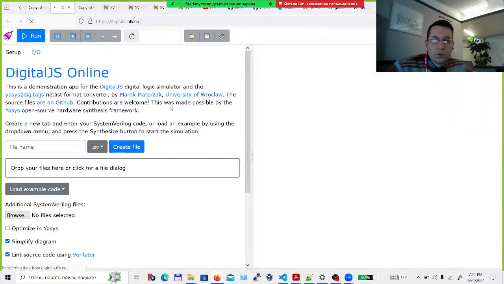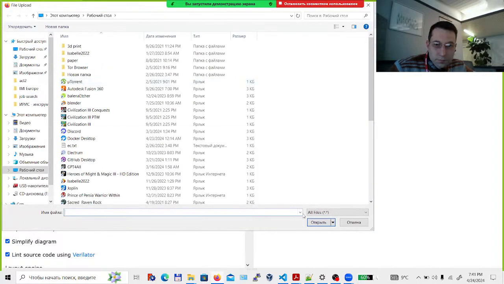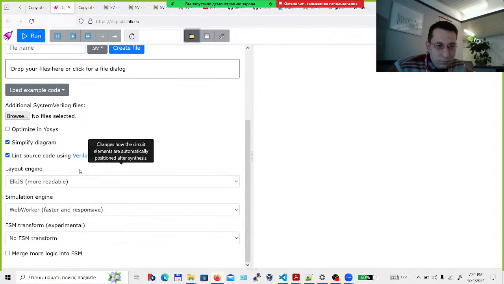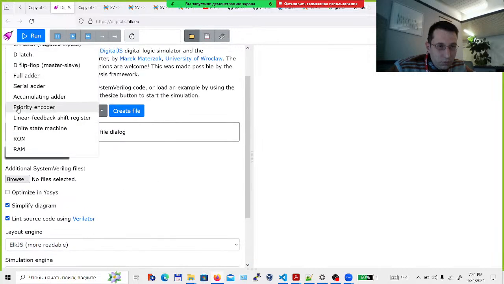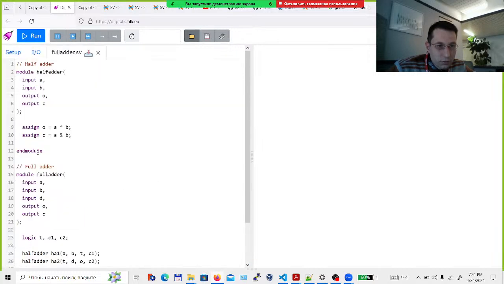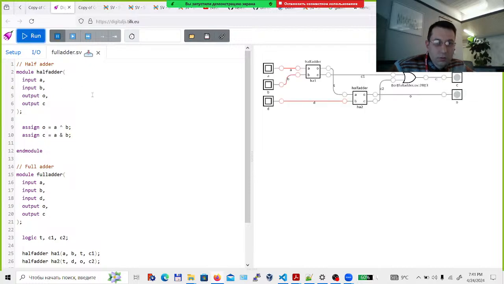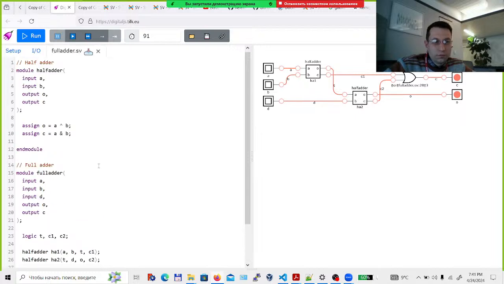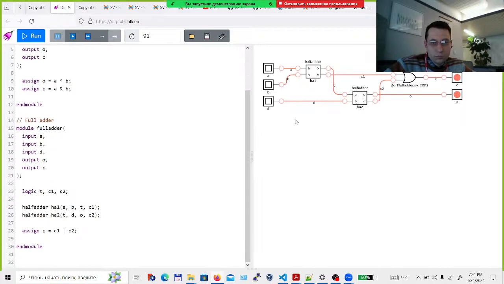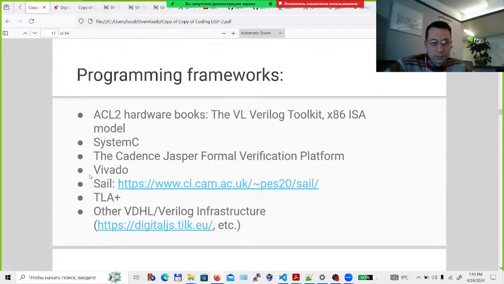This is a tool that lets you visualize examples in Verilog. Example layout, load example code, ladder. Yep, as you can see, a circuit. So it's a Verilog implementation for some kind of digital device.